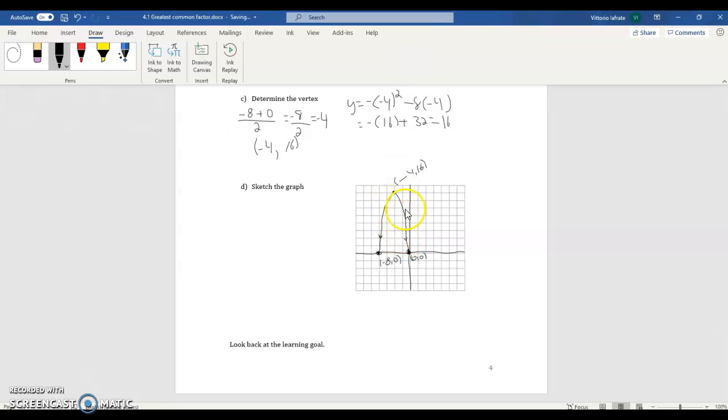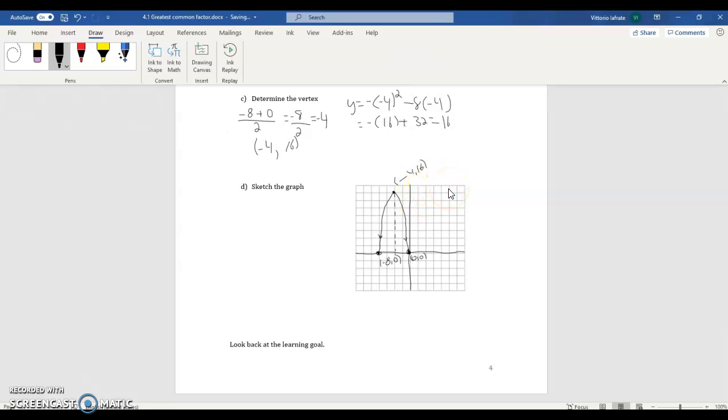Then what you could do is you could find your axis of symmetry being x is equal to negative 4, because that's the part where the parabola is split in half, left to right. So my axis of symmetry, x is equal to negative 4.